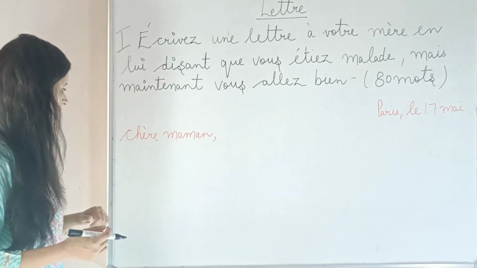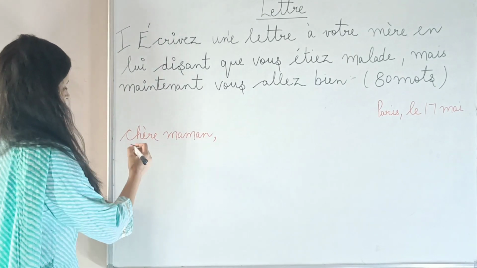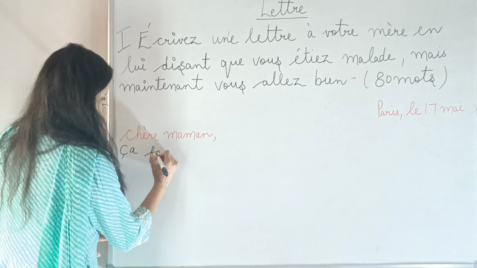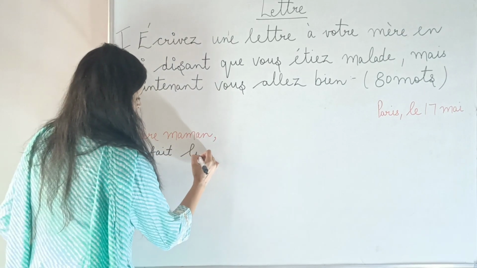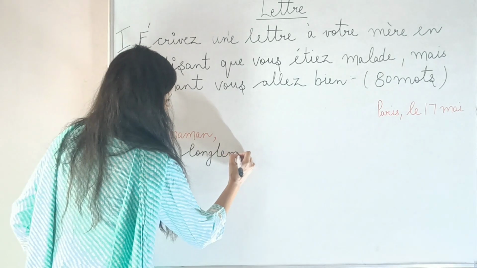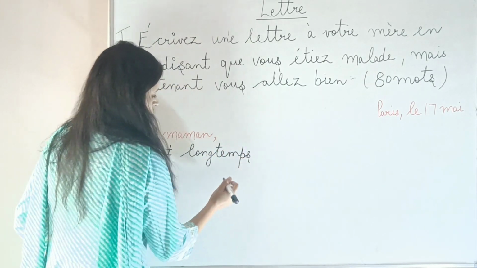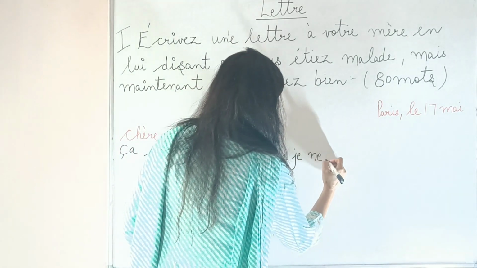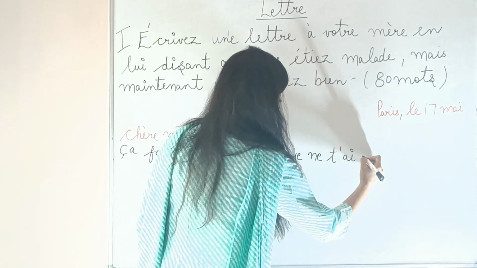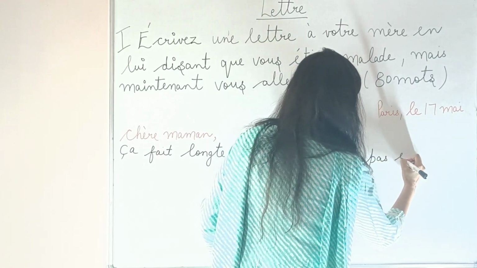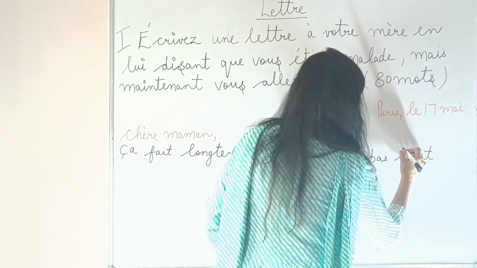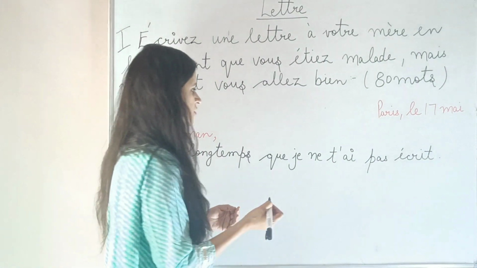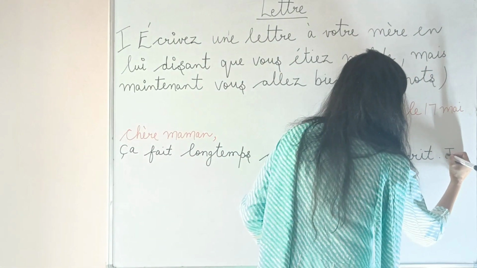Okay, so chère maman. How can you start the letter now? You can start with the introduction paragraph first. Ça fait longtemps. So this is a common thing that you can write to your friend as well. Ça fait longtemps, it's been a long time, que je ne t'ai pas écrit. So this is how you can write. Ça fait longtemps que je ne t'ai pas écrit. It's been a long time that I have not written to you.